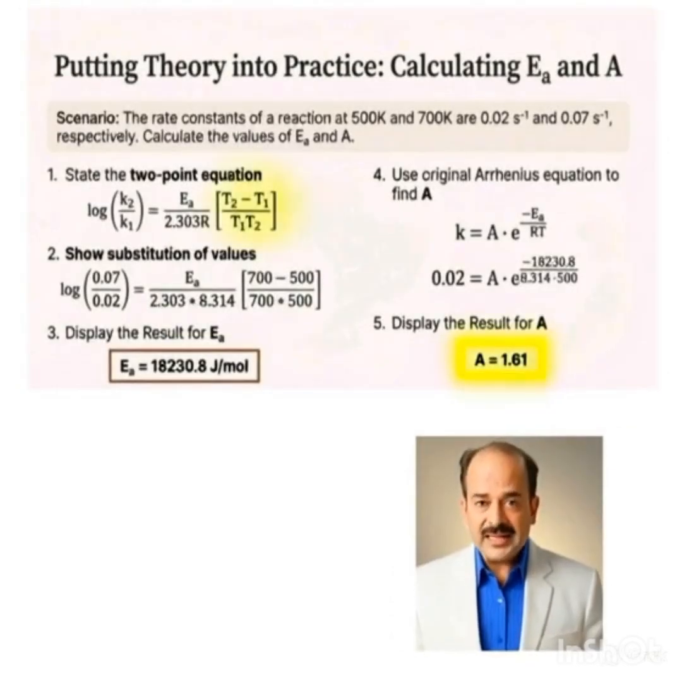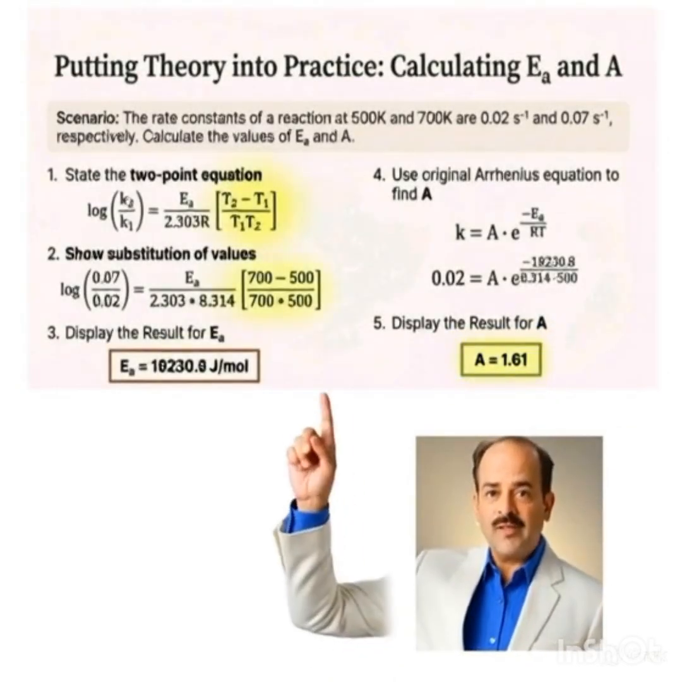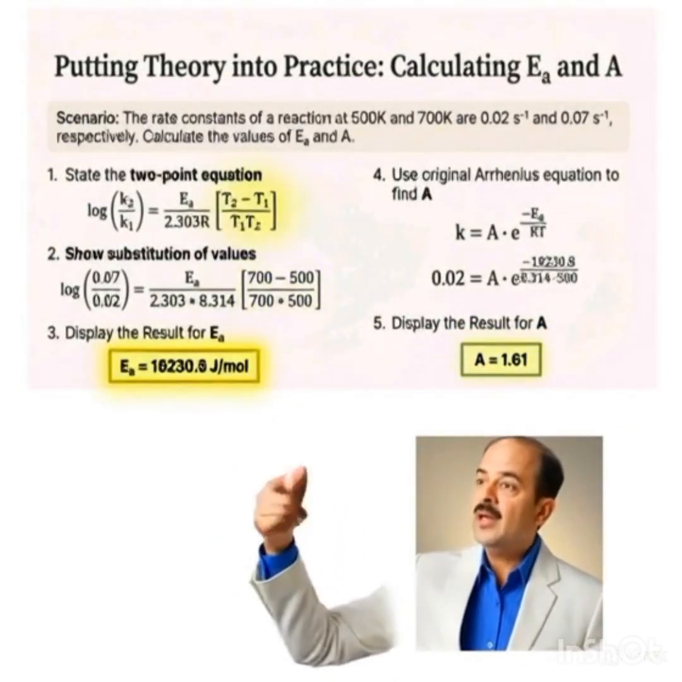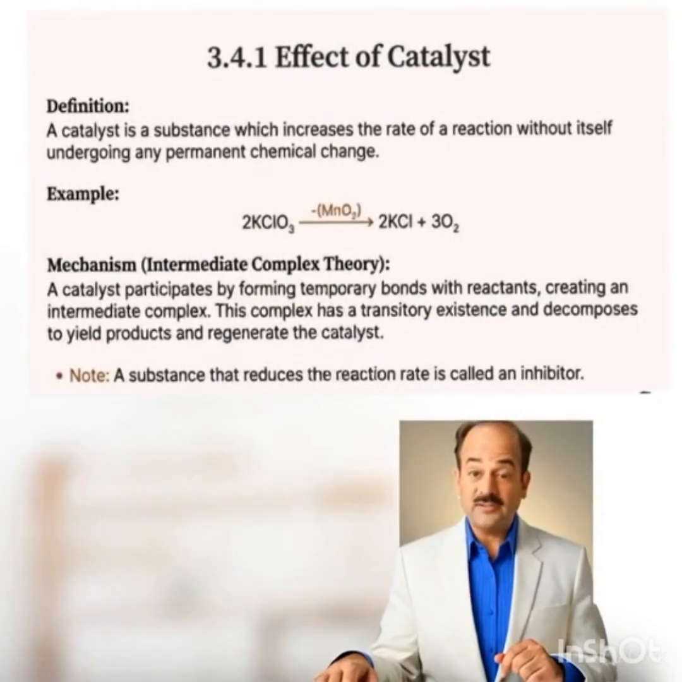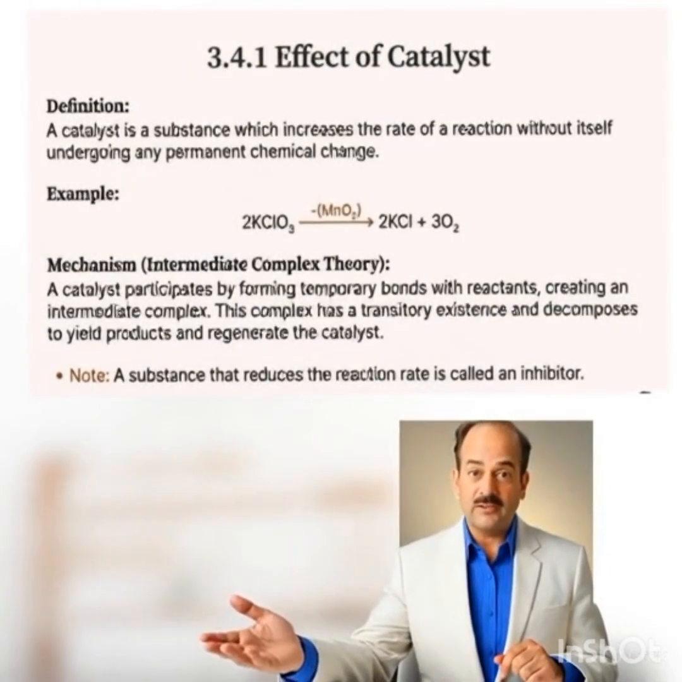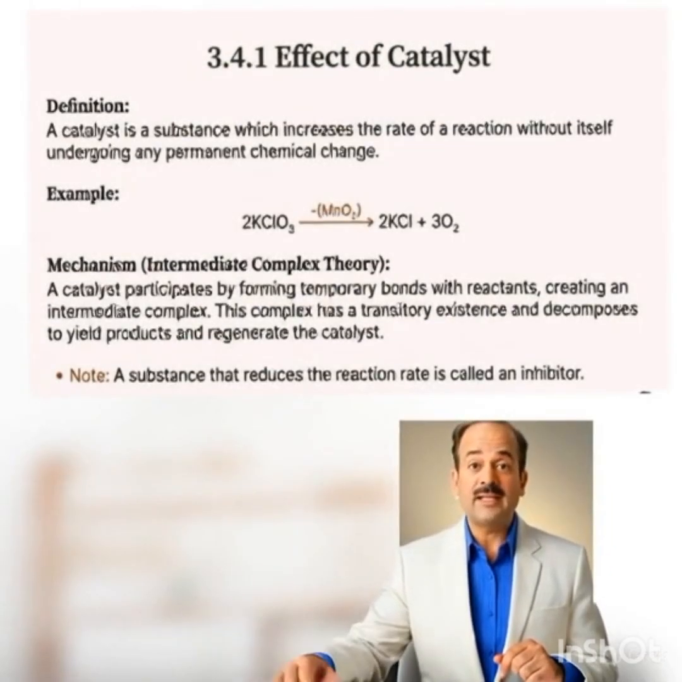We are calculating activation energy and we substitute our values. This gives us Ea. Then we find A. A catalyst is a substance which increases the rate of a reaction without itself undergoing any permanent chemical change.